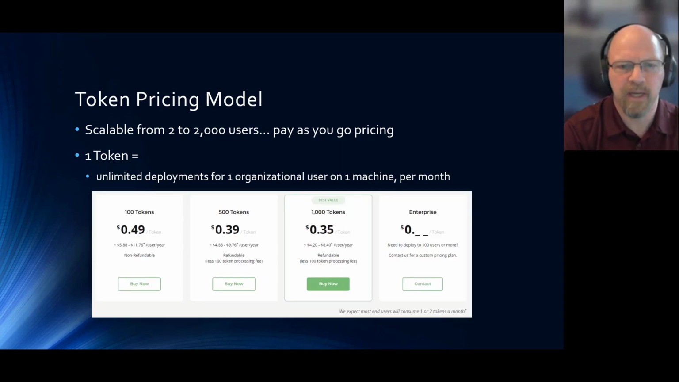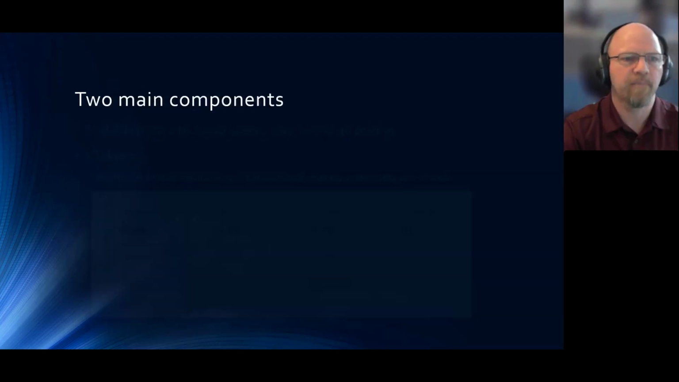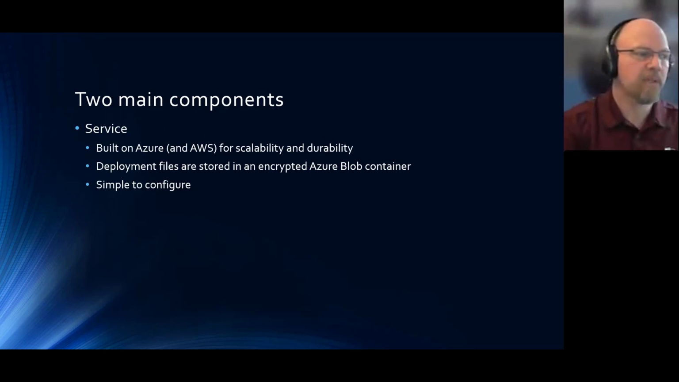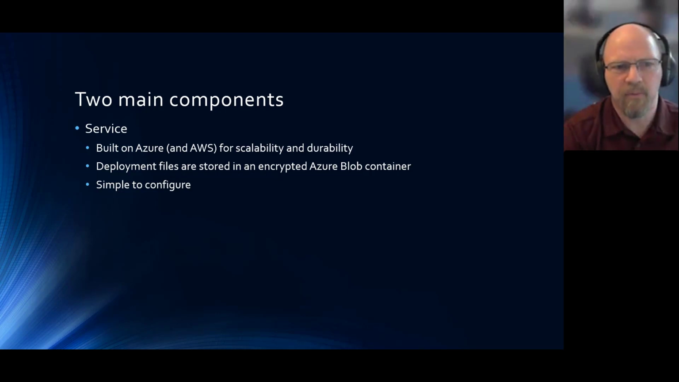I'll point you to the website at the end, but this is the tentative pricing I'm looking at, subject to change, probably not more than about 5 or maybe 10 cents. So this service is basically built on 2 main components. First is the service, which is built in Azure. I am using AWS for the emails, just because it worked better. So it's designed to be scalable and durable.